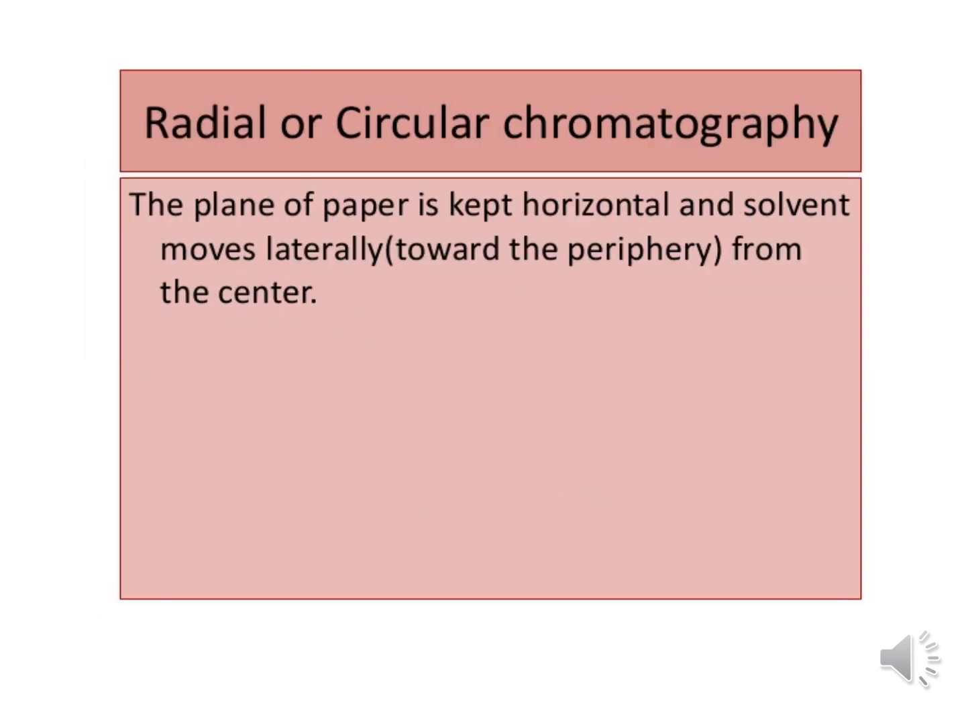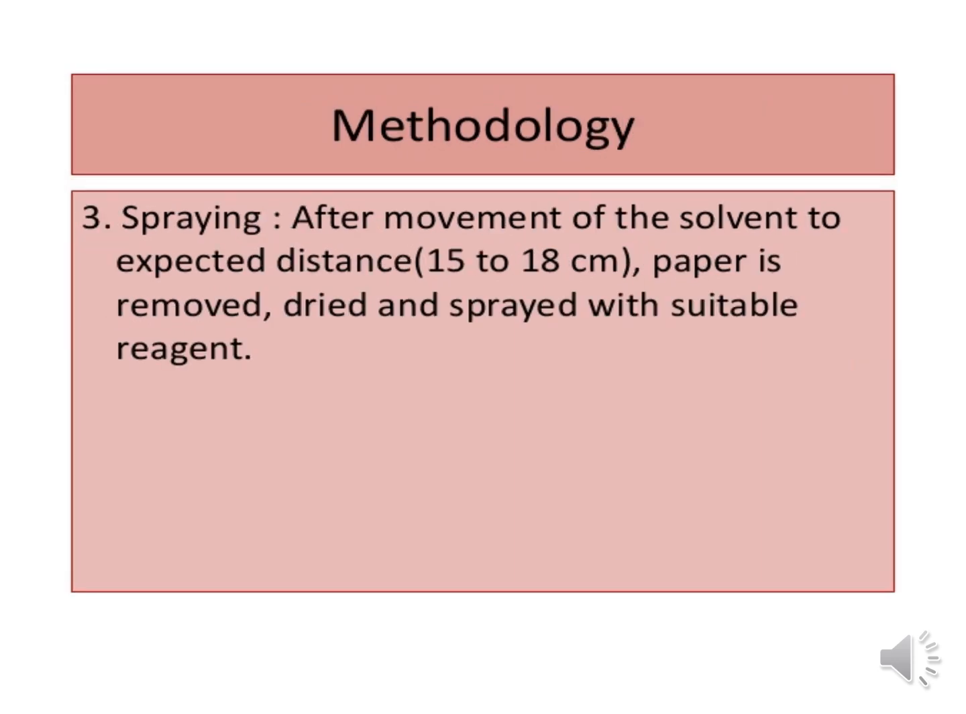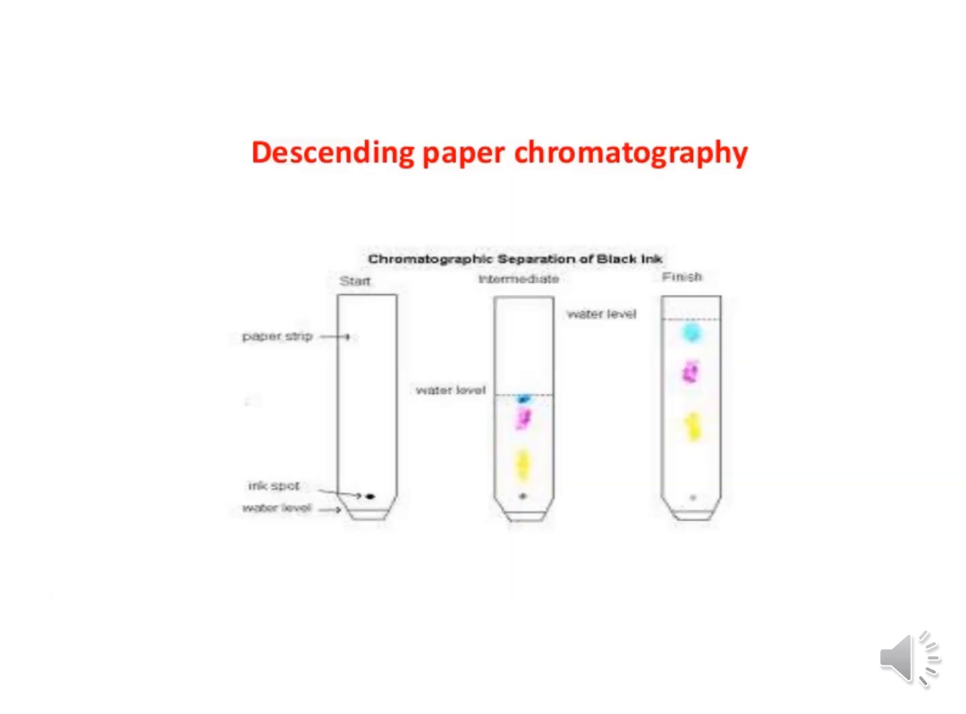Then third one is radial or circular chromatography. The plane of paper is kept horizontal and the solvent moves laterally from the center. The third methodology is spraying. After movement of the solvent to the expected distance, paper is removed, dried and sprayed with a suitable reagent. This figure shows descending paper chromatography.